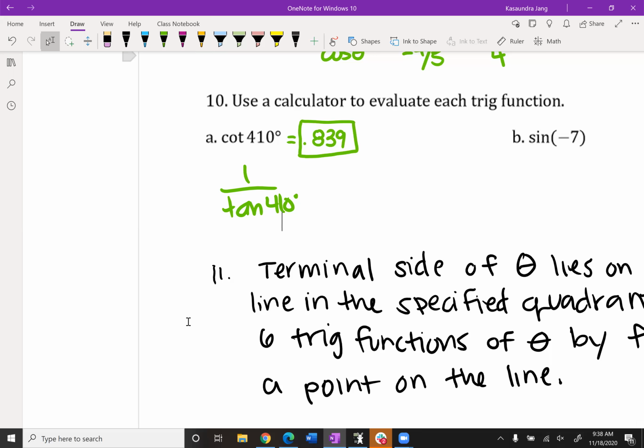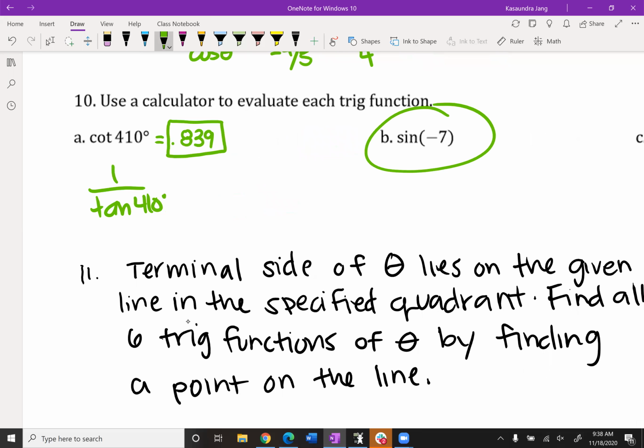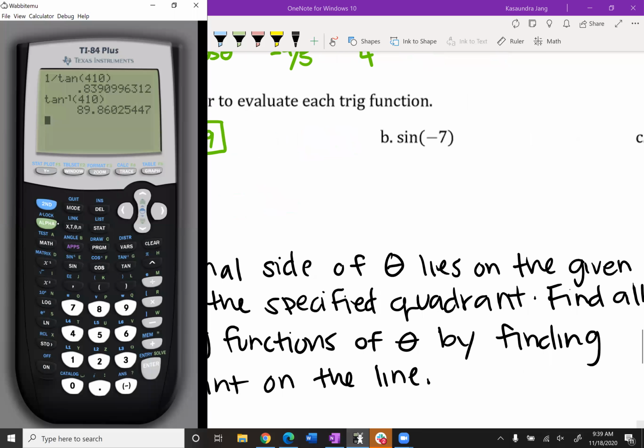All right, so let's take a second here. Is this part B in degrees or radians? How do you know? Oh, it would have to have a degree symbol if we were talking about degrees. There is no degree symbol, so that automatically means radians. So I'm going to take my calculator and change the mode into radians. All right, and they needed sine of -7.